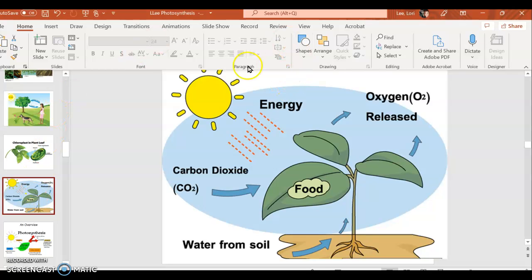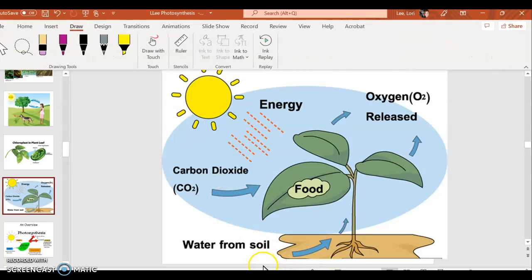So let's take a look at this picture right here. We have our carbon dioxide. The plant is breathing it in. Now, it doesn't need the oxygen, so it breathes it out. And what are the other two essential pieces of photosynthesis? The sun is one, and the water is the other.